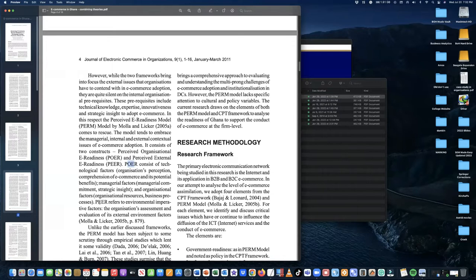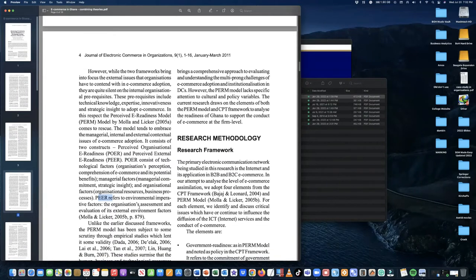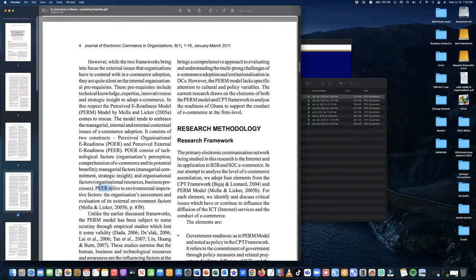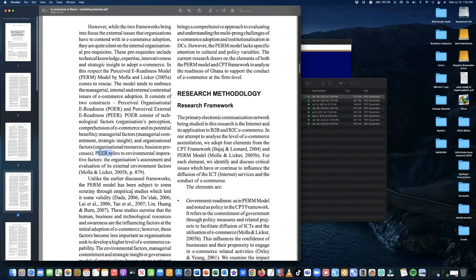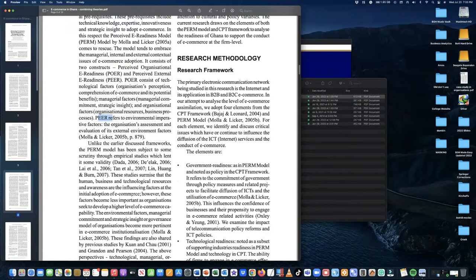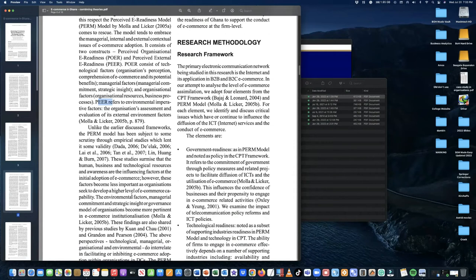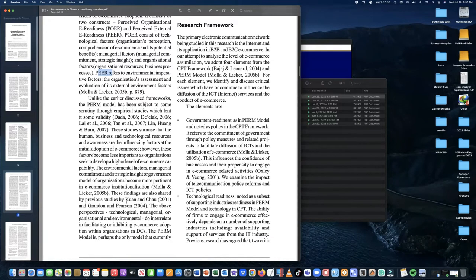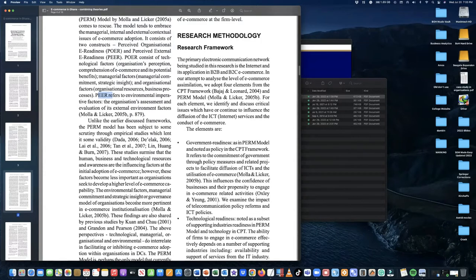Then the PEER talks about environmental imperative factors. Environmental imperative factors can be diverse. Some of them include, he's not mentioned them here, but I know that they include government, and they also look at, I don't know whether he has it. Does he have it in here? It's in my PhD, so if you can find it. I didn't break it down yet. My own paper: organizational assessment and evaluation of the external environment. So anything in the environment, culture, government, all of them are in the environment. Policy, competition, all of them are in the environment.